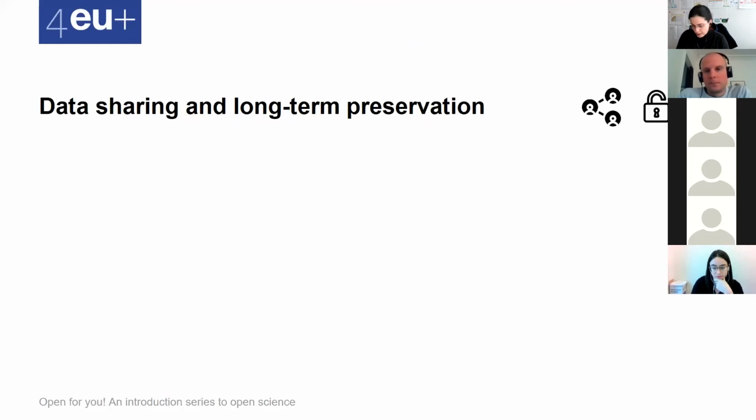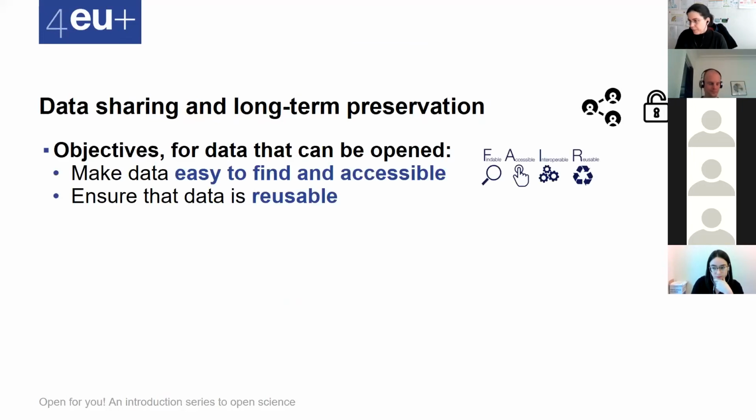For data sharing and long-term preservation, you have to make data easy to find and accessible, and ensure that data is reusable, if you can open this data, if it's not health data or other types of data we will see. And you see, data easy to find and accessible, and reusable data is the same as the FAIR principles, which will be described to you later.